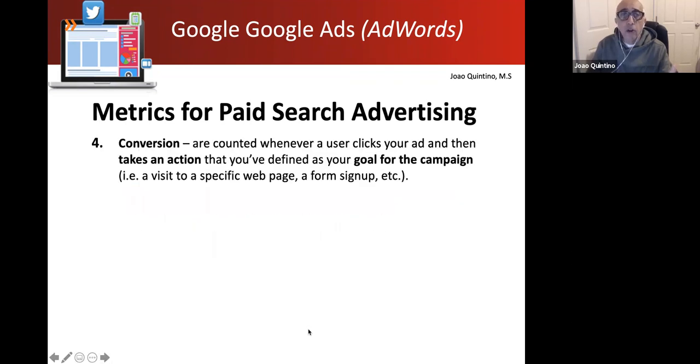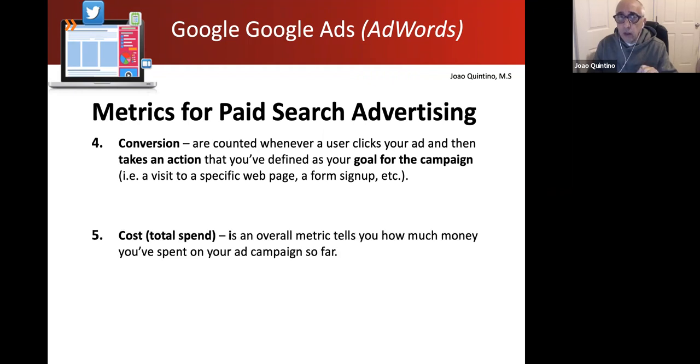Then conversion. Conversion is when users take an action. If you decide that you want to collect information from a form, your goal is to generate leads. Every time somebody fills out the form, that's a conversion. I'll cover that a little more in a second.